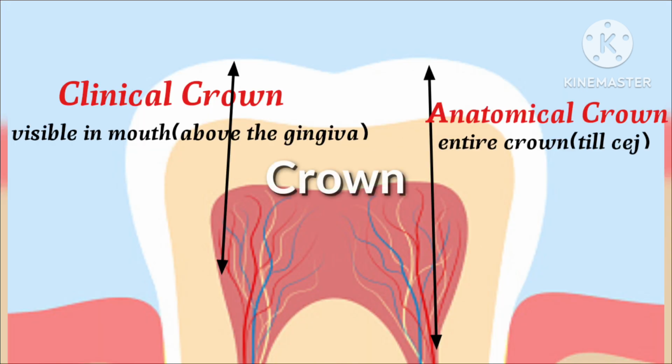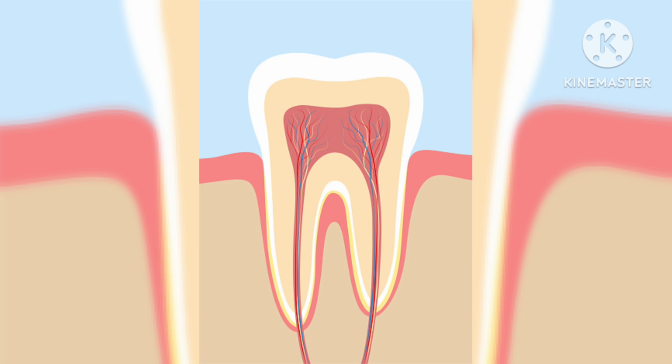Now the crown has two parts. First is clinical crown, that is above the gingiva or visible in the mouth. Second part is anatomical crown, that is the whole crown above the gingiva and in the gingiva till CEJ. So this is the basic anatomy of the tooth we all must know.